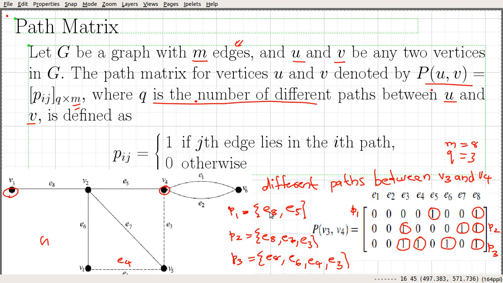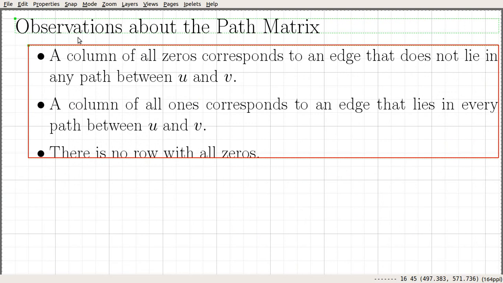okay, for example here 8th edge is in the first path. Okay, or P1th path. Okay, and that's what we saw here, right? Equal to 1 if the jth edge lies in the ith path, and equal to 0 otherwise. Okay, so that is how we define a path matrix. So let's look at some properties of the path matrix, simple properties or simple observations about the path matrix.